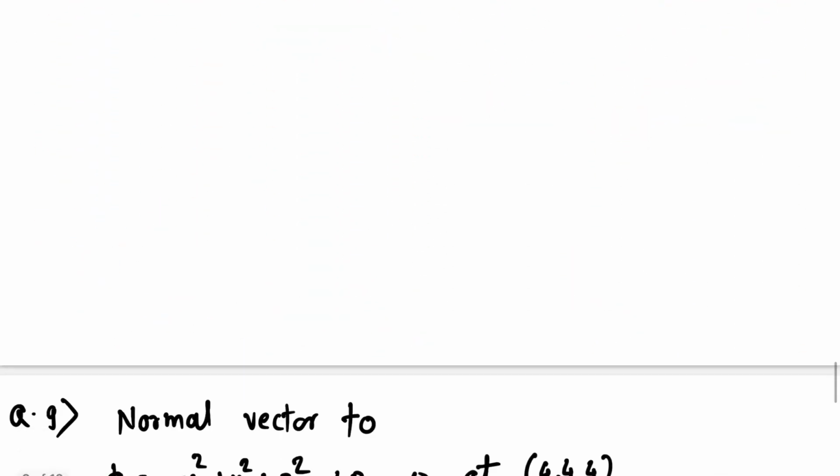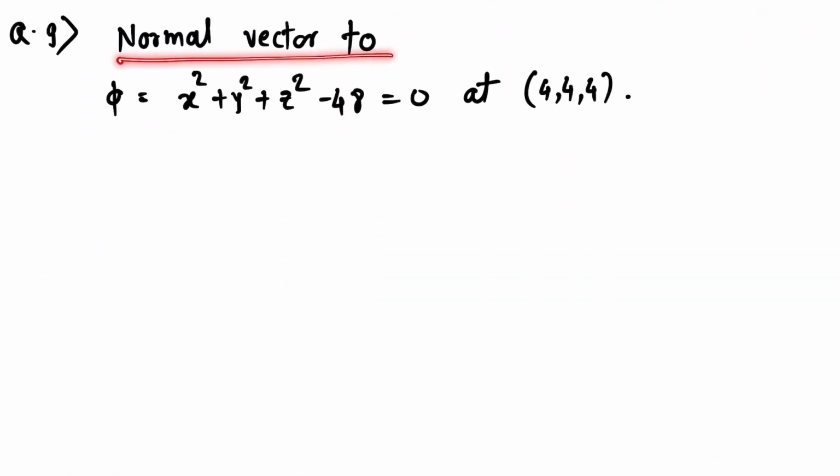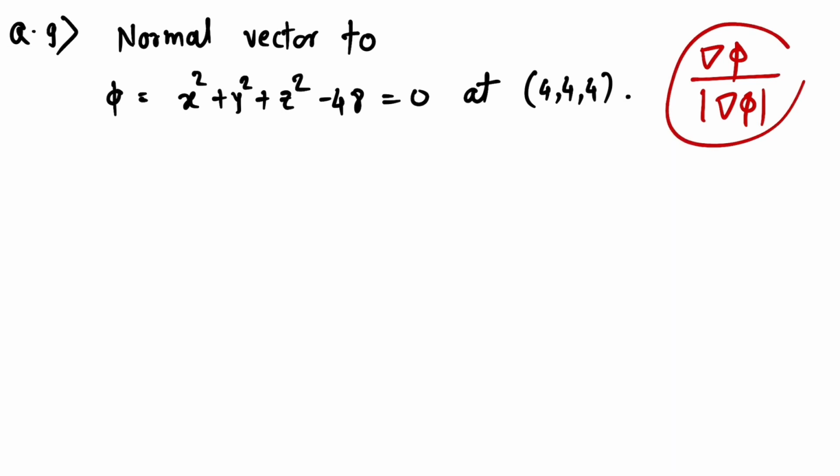Now let us solve the next question. The normal vector to the surface phi, x squared plus y squared plus z squared minus 48 is equal to 0, at the point (4, 4, 4). Let us just recall that the normal vector is just equal to, whenever we have this phi, take the gradient of phi and take its magnitude in the denominator. So just find out this.